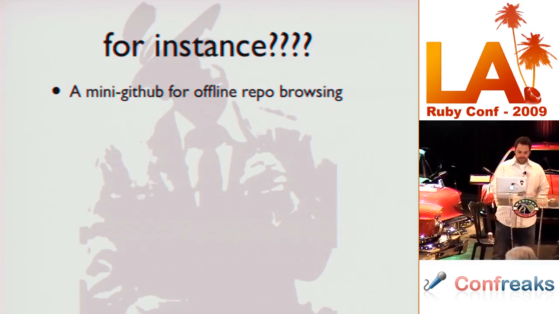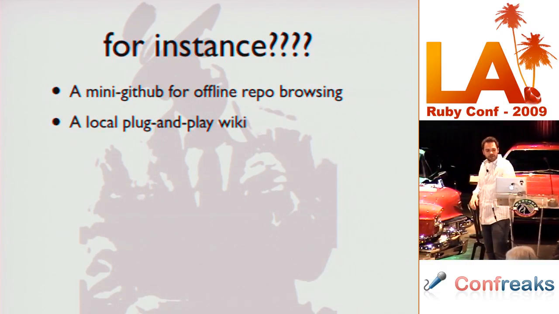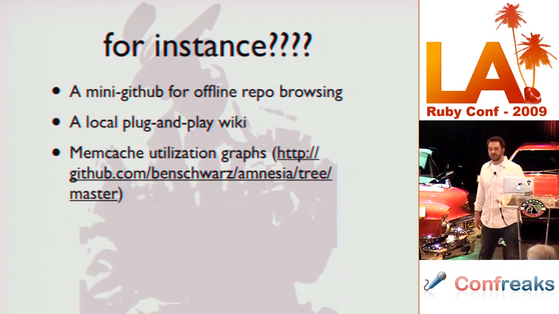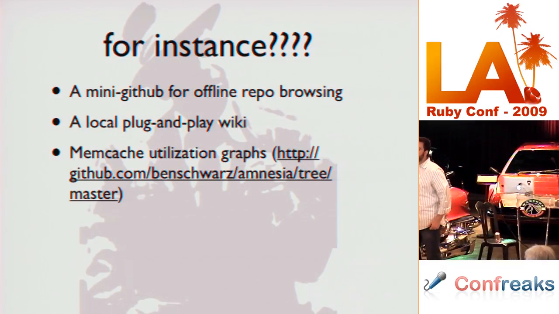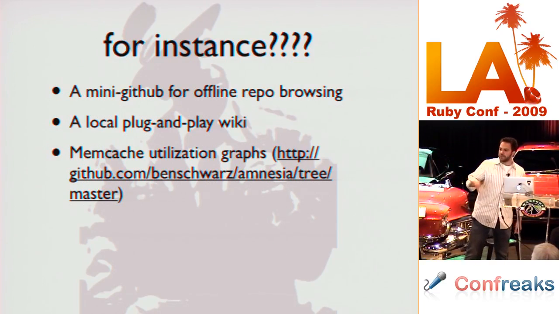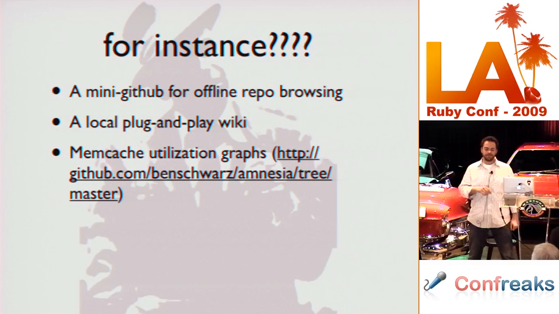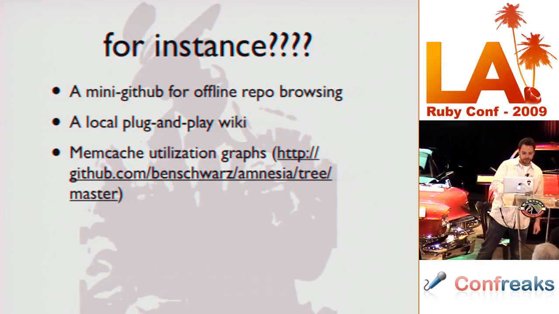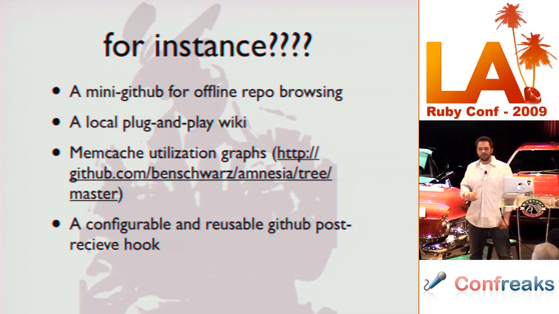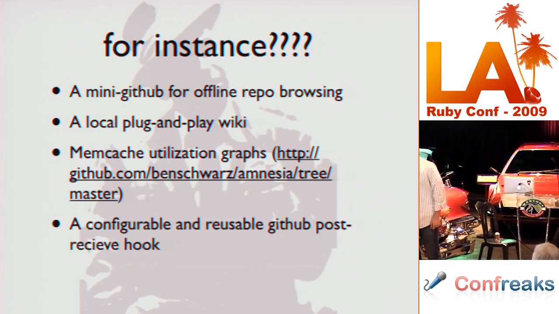Sinatra is really great for this. Maybe like a local plug-in with a wiki, or maybe Memcache utilization graphs. This is a really cool little app. I recommend taking a look at it, which is Amnesia by Ben Schwartz. It shows really nice pretty graphs about your Memcache hit-to-miss ratio and all that, and memory utilization. Maybe a configurable, reusable GitHub loader, right?